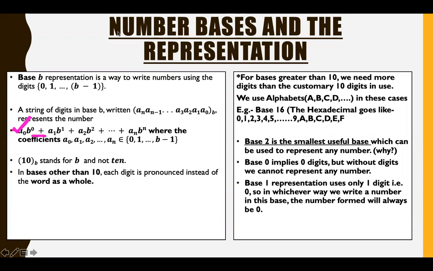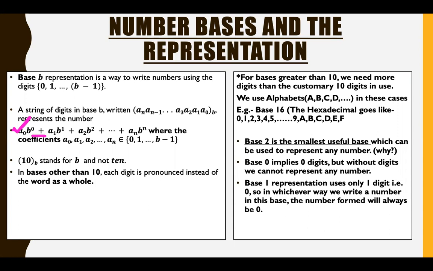For a number represented in base b, the coefficients a0 to an belong to 0 to b minus 1. These are the possible digits. So this can be explained as a0 b^0 plus a1 b^1 plus ... plus an b^n. Now, if you write a number as 10 in base b, then this stands for b, not 10.